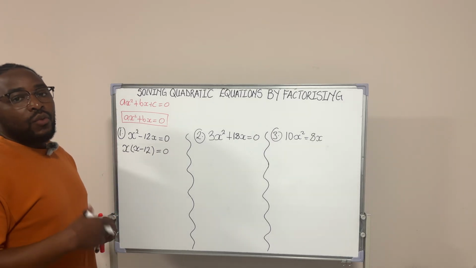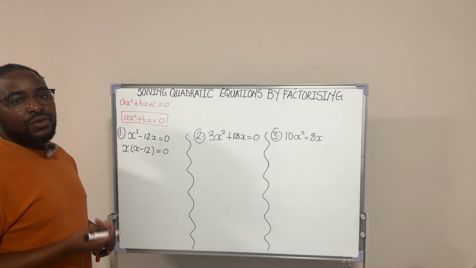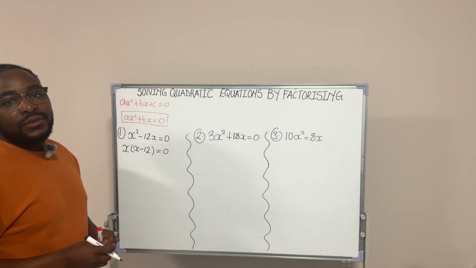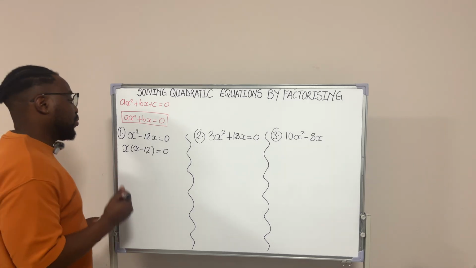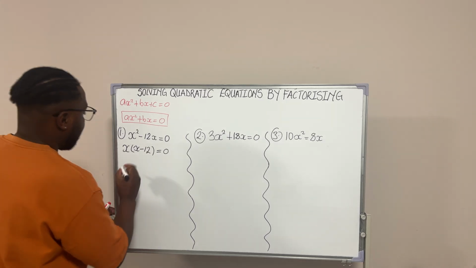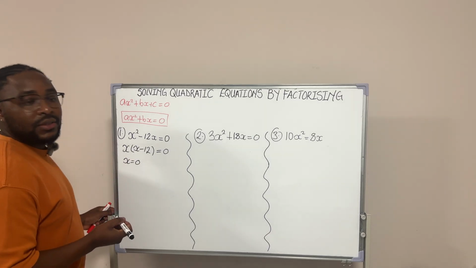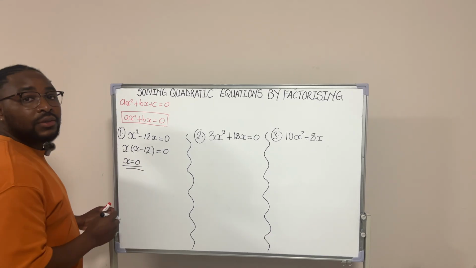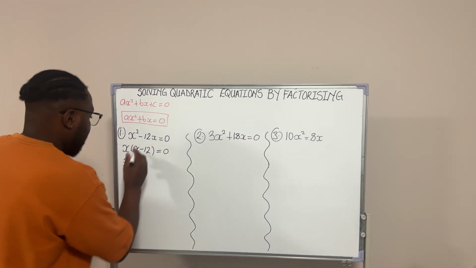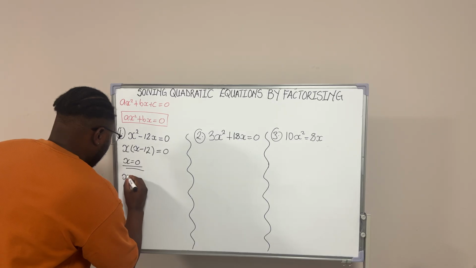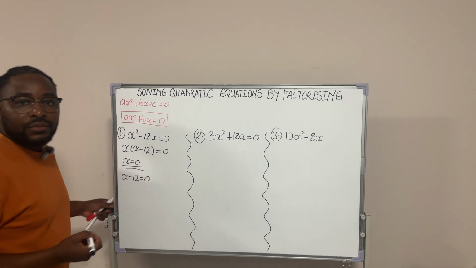Now, what will be our second step? Our second step here is using the zero product property, by setting each factor to 0. So let's do that. We have our first factor, x equal to 0, and that will be our first solution. Now let us set our second factor to 0 as well. Our second factor is x minus 12 equal to 0.